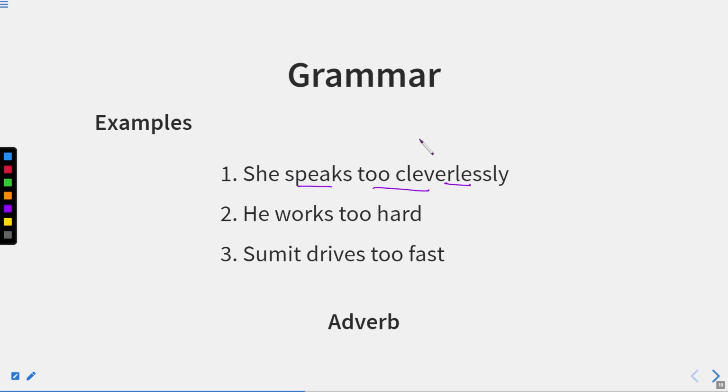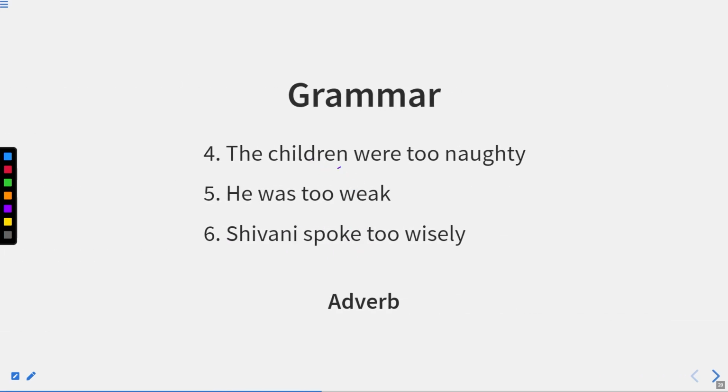She's not cleverly speaking. He works too hard. It means he works extremely hard. Sumit drives too fast. Now these are some several sentences. The children were too naughty. He was too weak. Shivani speaks too wisely.